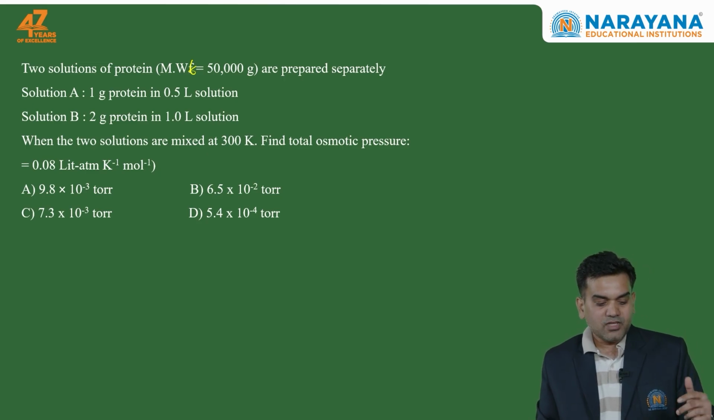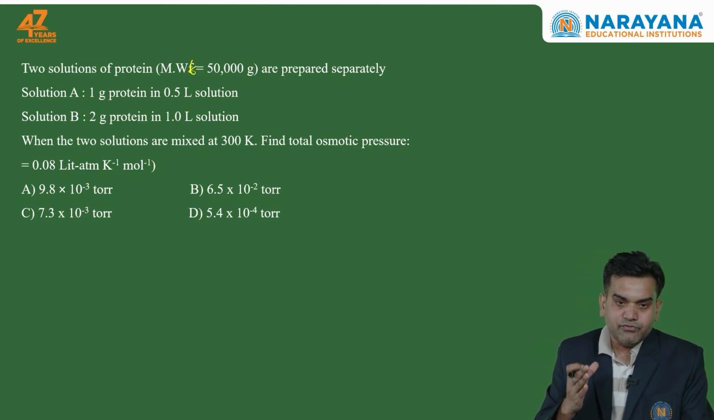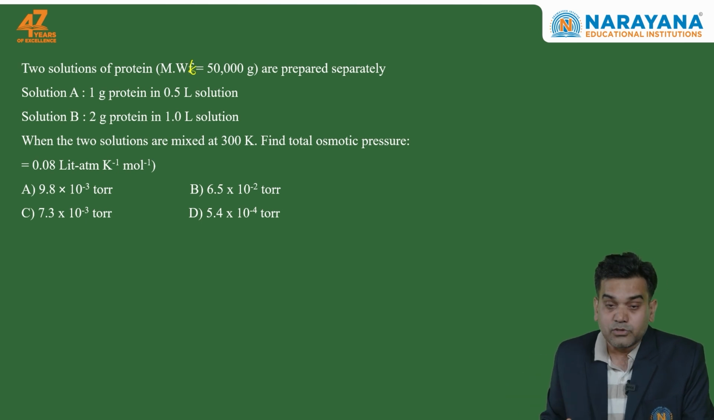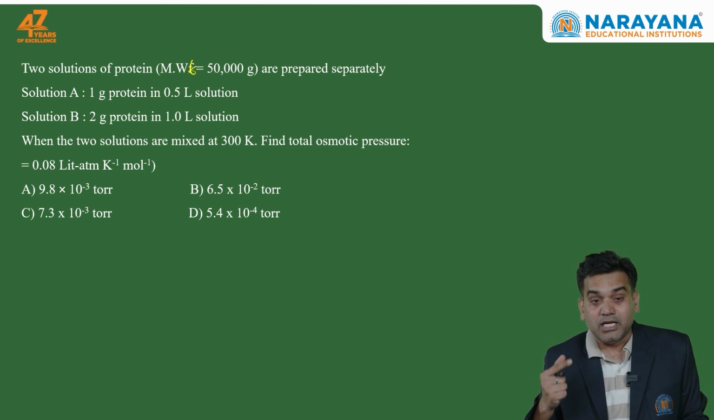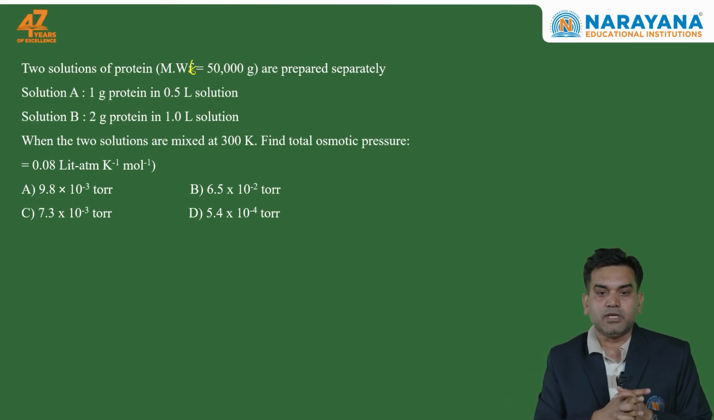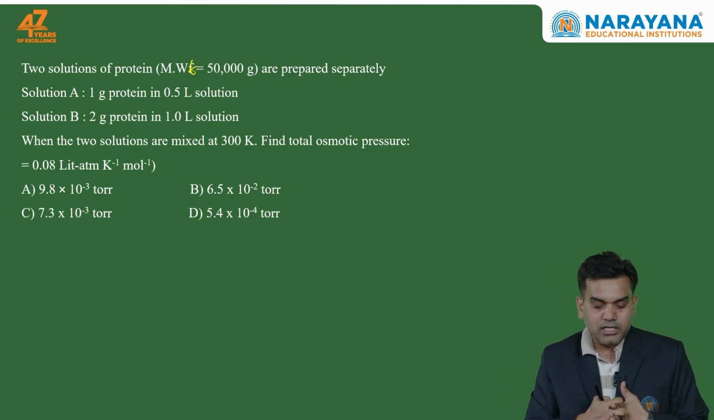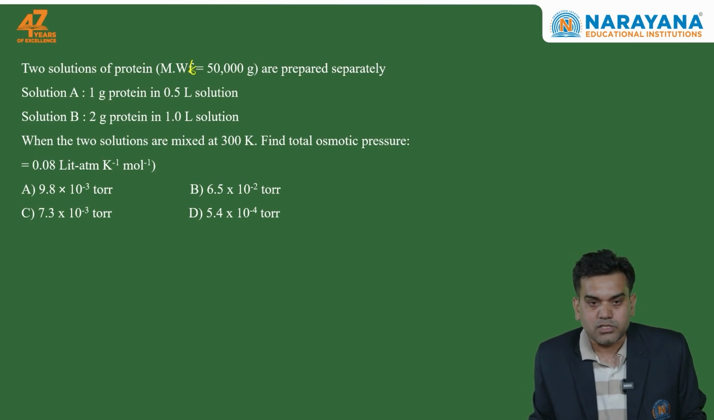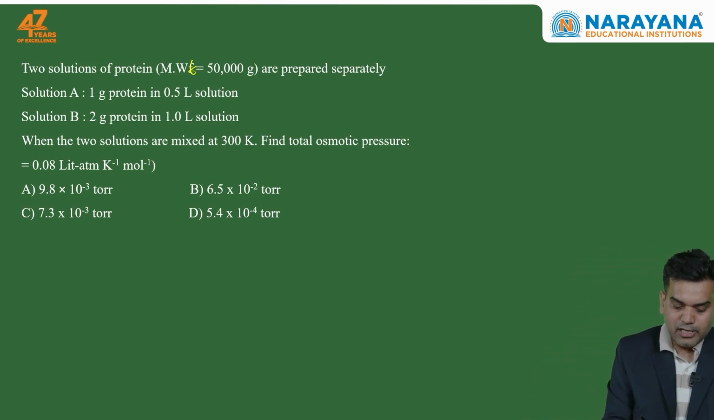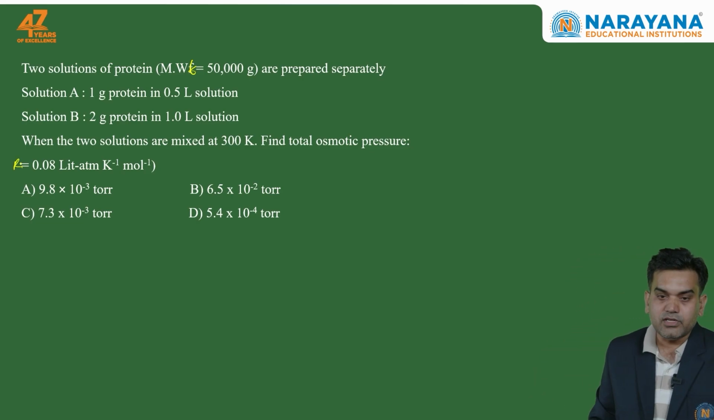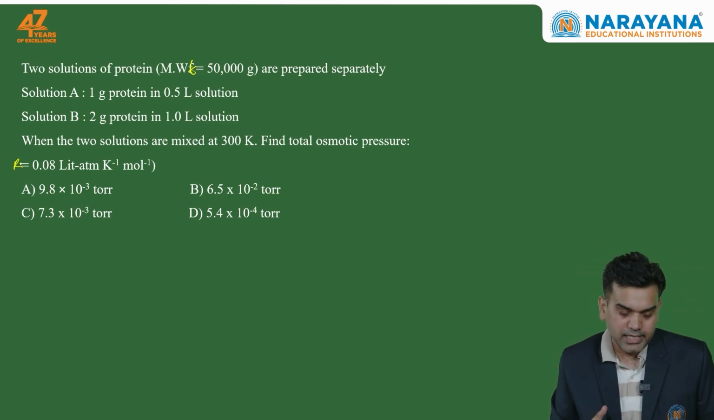So I can say what they have given: solution A is having 1 gram protein in 0.5 liters of solution. Solution B is having 2 grams of protein in 1 liter of solution. When these solutions are mixed at this temperature, we have to find out the total osmotic pressure. What is given? This is the value of R. They have given R is equal to 0.08 liters ATM.